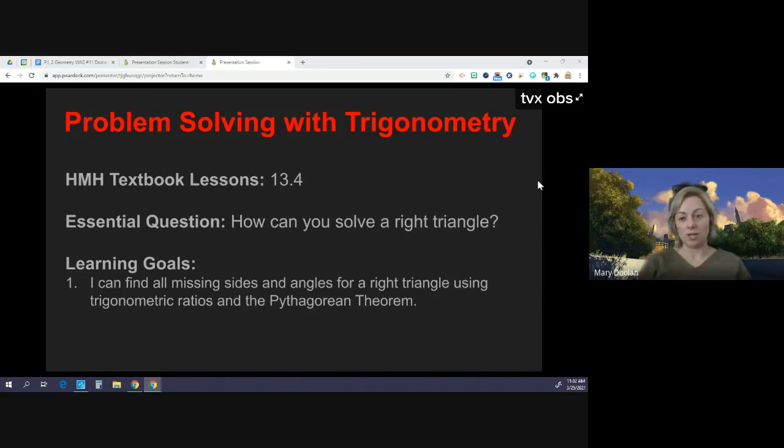So when we say solve a right triangle, you're given a right triangle, and we know there's that 90-degree angle already, but maybe we have a couple pieces of information about it. If we want to solve it, that means we find out the measures of all three sides and the measures of all three angles.